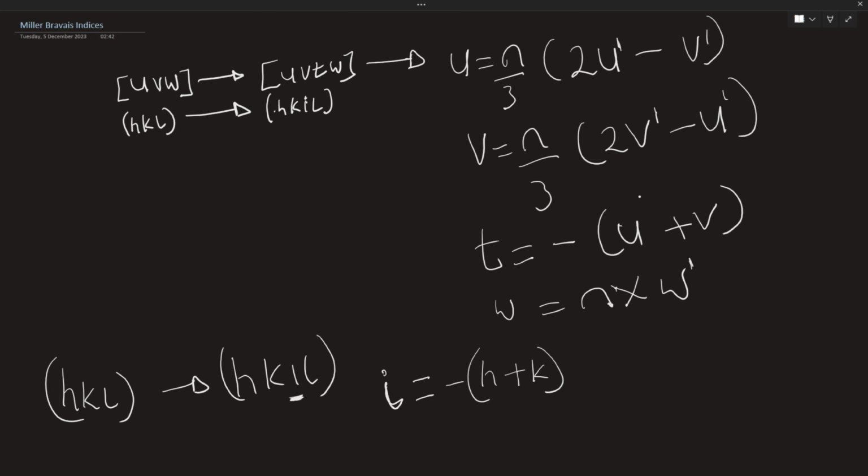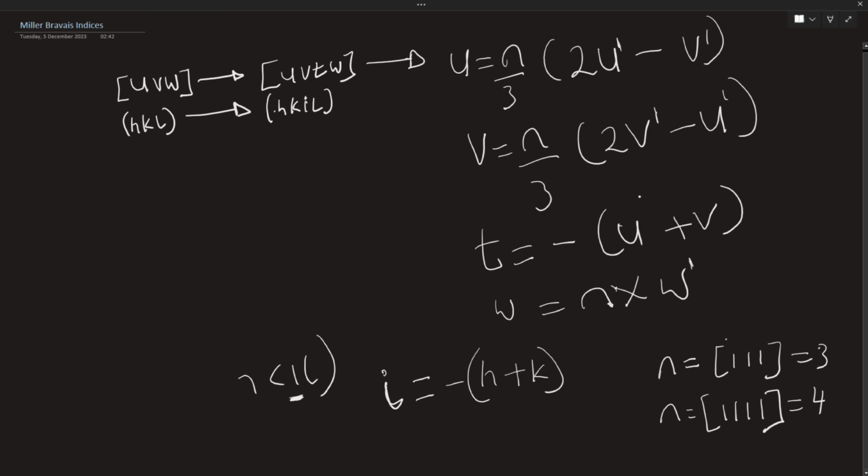So we'll be solving few questions, and we'll be solving one question applying both for plane and direction. Also, I want you to take notes that n is equal to, for example, if we had 1 1 1, our n is equal to 3. N is equal to, if we had 1 1 1 1 or 4 digits, it's going to be equal to 4. Yeah, so let's make use of all of this formula in some example.